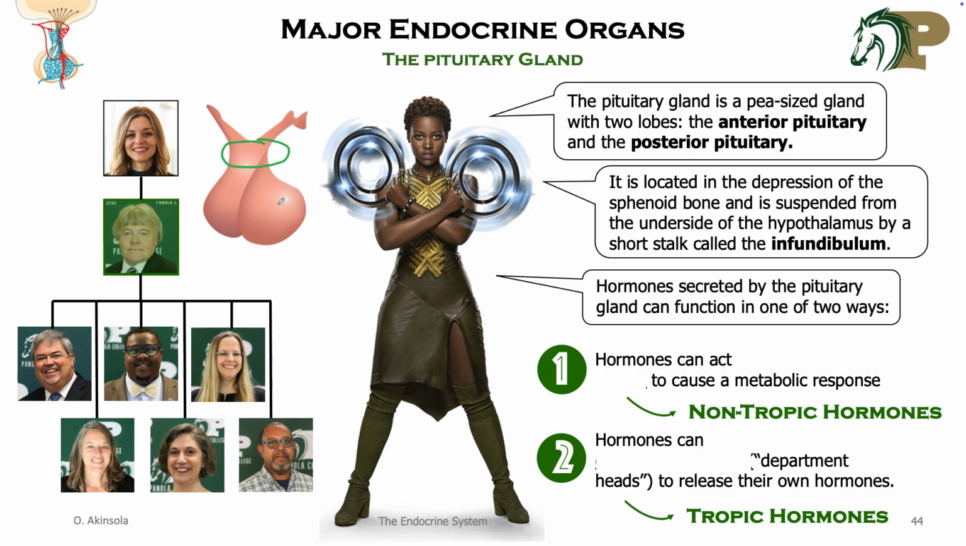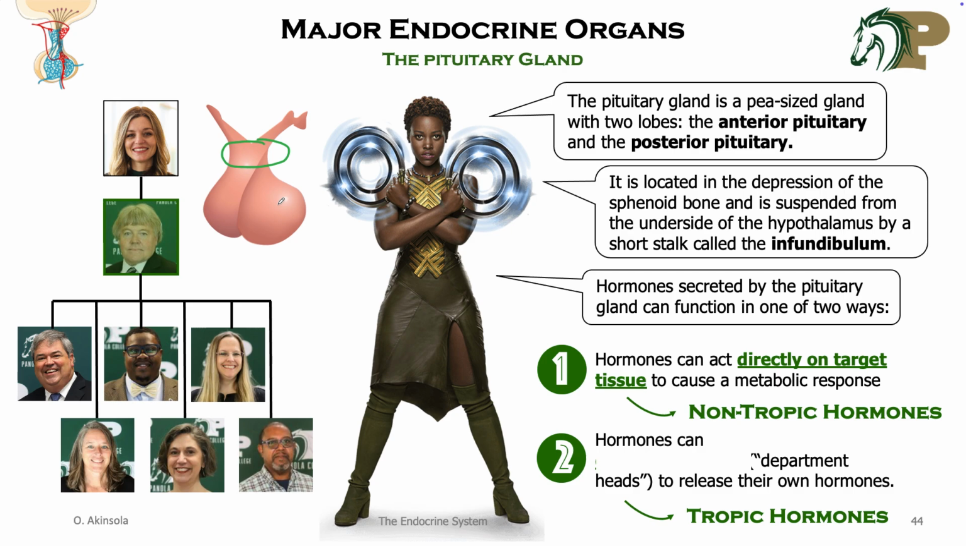Hormones secreted by the pituitary gland can function in one of 2 ways. A hormone secreted by the pituitary gland can act, number 1, directly on a target tissue to cause a metabolic response. We call these particular hormones non-tropic hormones.